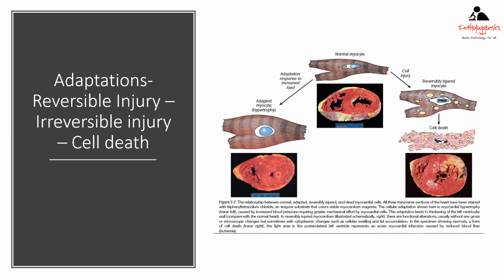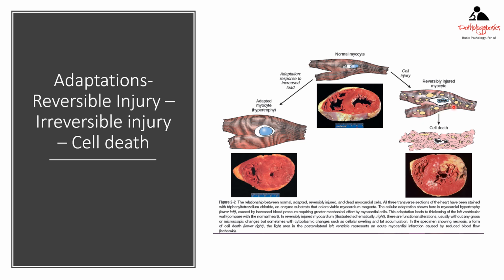As you can see in the cross section, the thickness of the muscle has increased a lot and the lumen has narrowed down. So the cell is trying to adapt to the stress of hypertension, and such a change is called hypertrophy, which is a form of adaptation. On the right side, you can see injury. That is, the cell is not able to adapt, or the stress is so much that adaptation is not possible. Then it undergoes injury. Injury is of two types: reversible injury. Here there is reversible injury to the myocyte.